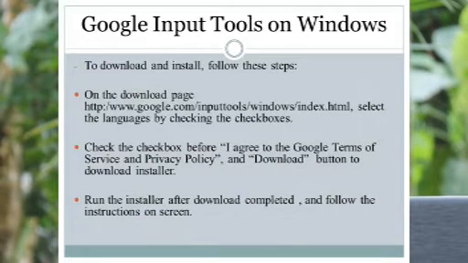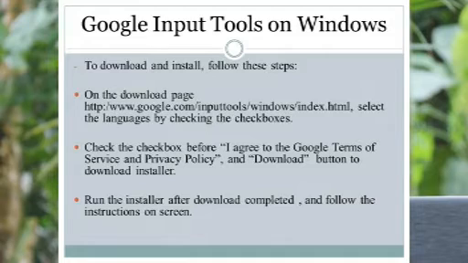Then how can we download and install this Google input tools on Windows? Okay, so to download and install, you can use these steps. On the download page, the link is http://www.google.com input tools Windows index HTML. Using this link, you can download and install this software.